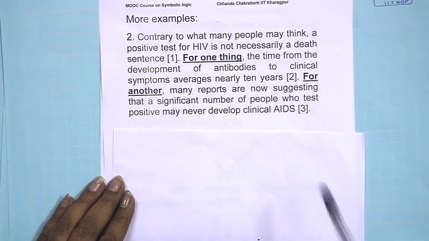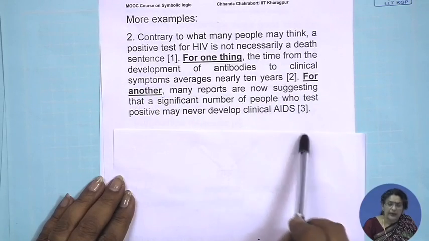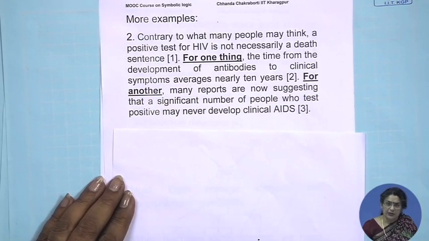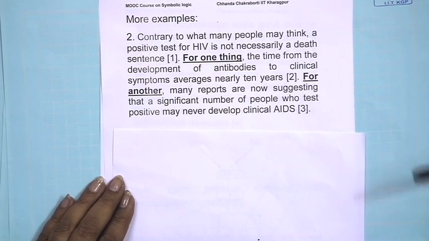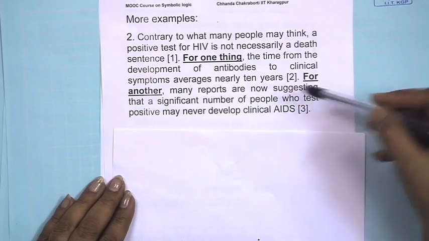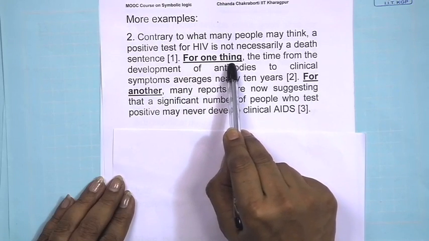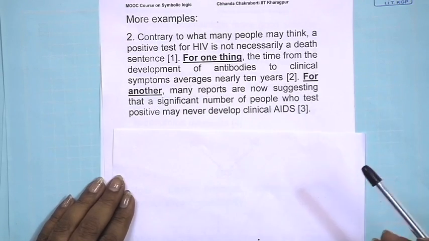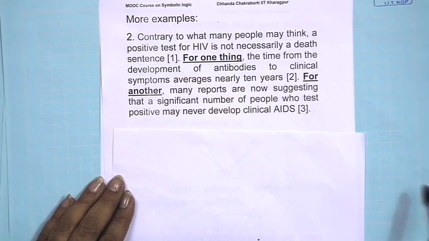So, there are 3 claims, and what we have done is to number them like so. The question is, what is the relationship among them? Now, by now you know enough to say that the first sentence has to be the conclusion. What we are claiming is that if you are HIV positive, that does not necessarily mean that you are going to die. It is not necessarily a death sentence. That is the conclusion. Why? And then we have these 2 premises coming up. For one thing, that is a linguistic clue, a premise indicator. For another, that is a linguistic clue also for your premise indicator.